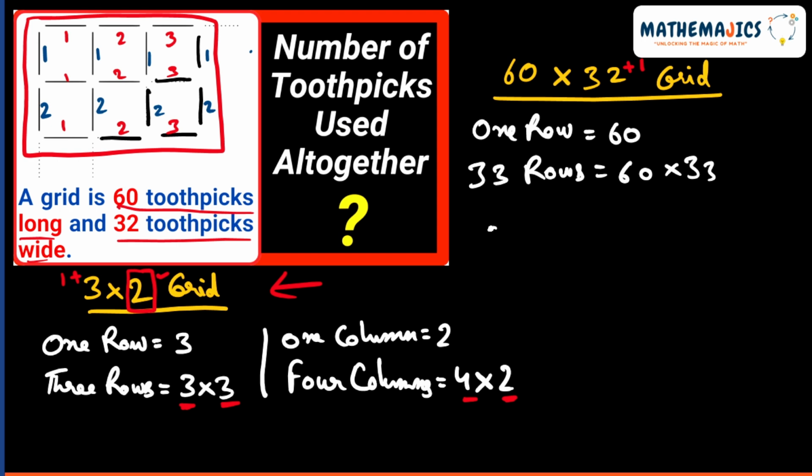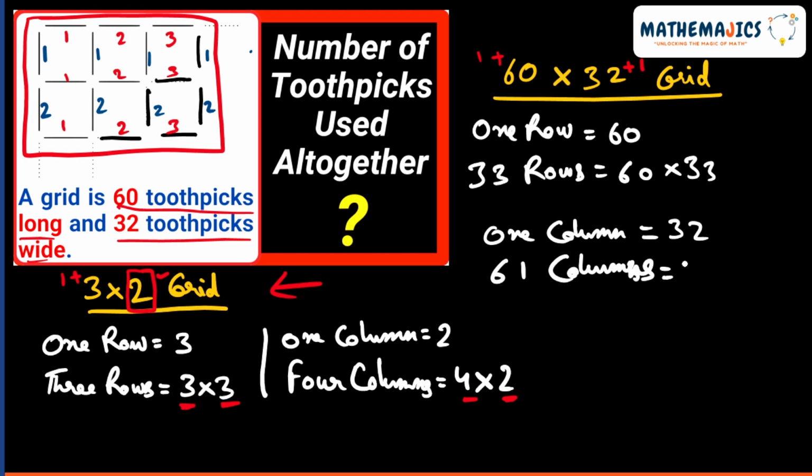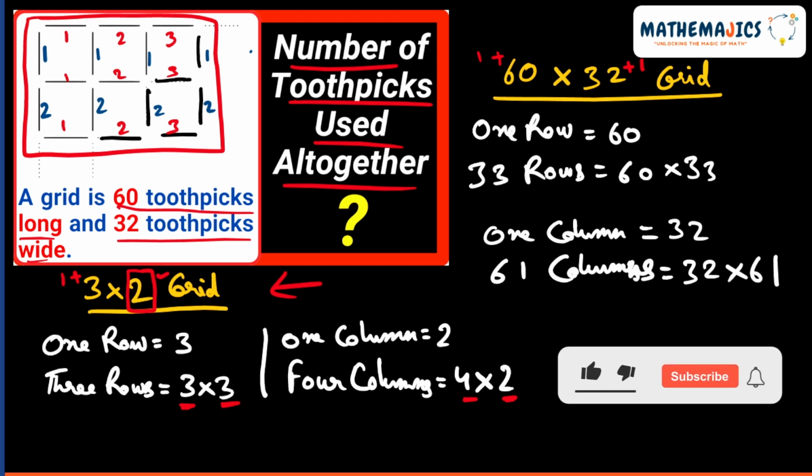Now look at the column thing. In one column, vertically, we had 32 toothpicks. Correct? So how many columns will we be having? We will be having 60 plus 1 such columns. That means we will be having 61 columns, which will give us 32 times 61. Now we need to find out the total number of toothpicks that we have used to make the 60 by 32 grid. So for that, we will be adding 60 times 33 and 32 times 61.